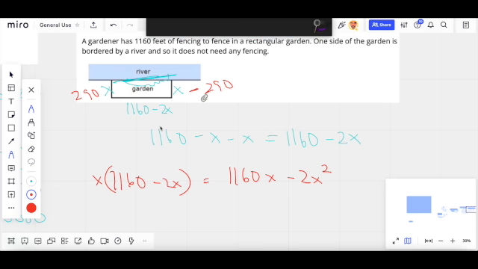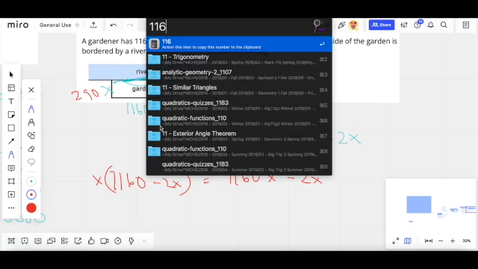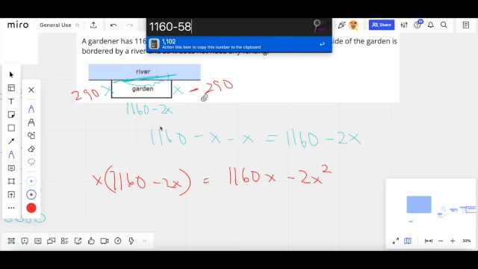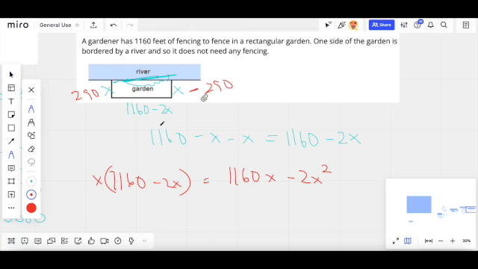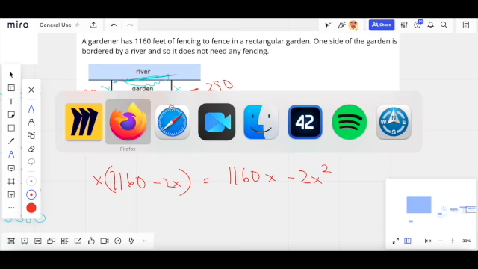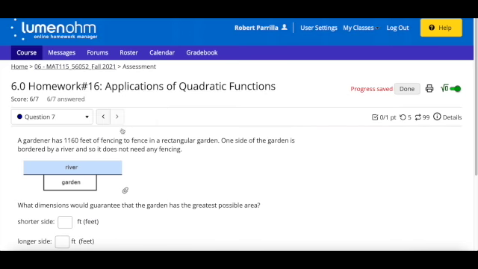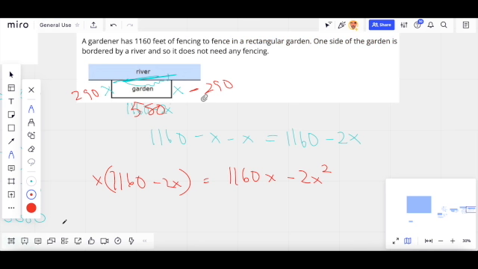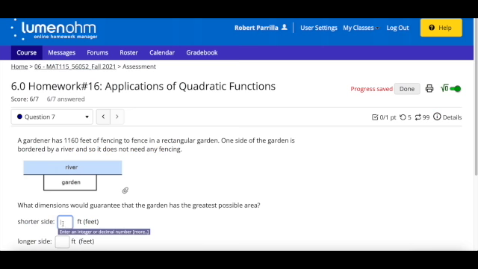So 1160 minus 290 minus 290 is 1160 minus 580, which again is 580, which makes sense. So those are your dimensions. You get 290 by 580. 290 by 580 is what we're going to put into Desmos right now. So the shorter side will be the 290. The longer side will be the 580.